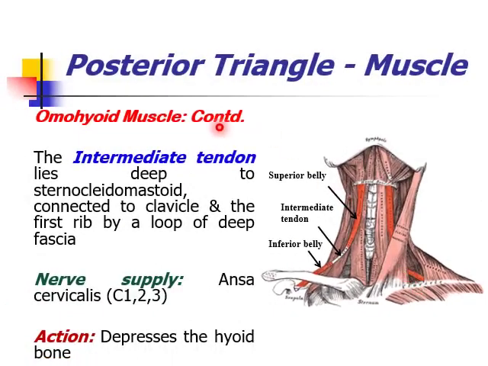The intermediate tendon of the omohyoid lies deep to the sternomastoid and is connected to the clavicle and the first rib by a loop of deep fascia. This omohyoid muscle is considered one of the infrahyoid muscles that is supplied by the ansa cervicalis. And as you see, if I take the insertion towards the origin, because the origin is down there in the upper limb and its insertion is in the hyoid bone, it depresses the hyoid bone and aids in the process of deglutition, forcible deglutition.